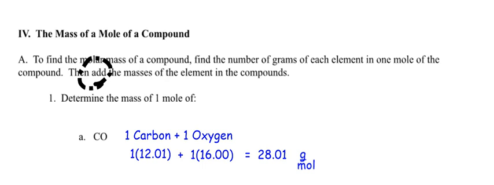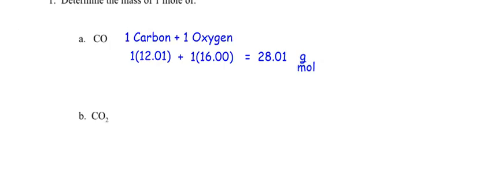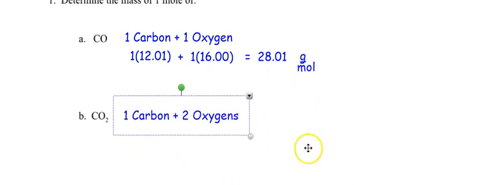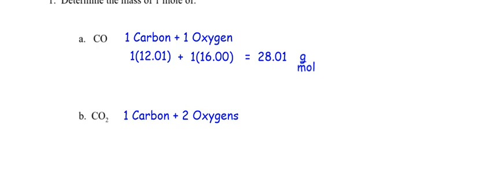Let's see what the next one is. The next one is CO2, carbon dioxide. So what do we have? What does that formula tell me? I have 1 carbon and 2 oxygens. How do I know it's 2 oxygens? I looked at that right there. That is a subscript of a 2.